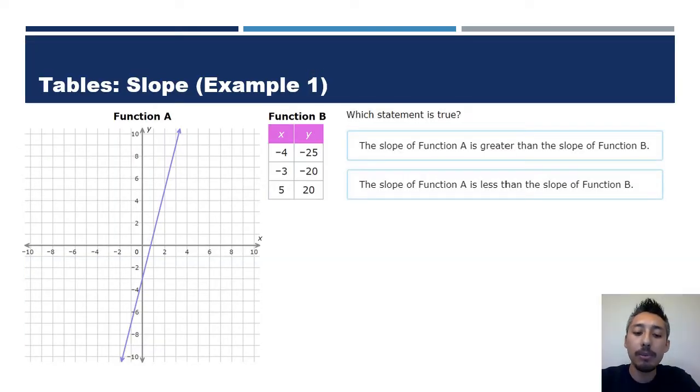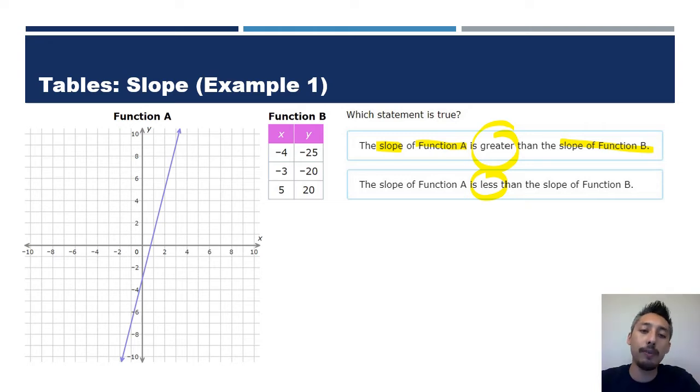As you might already be able to tell, the type of question is very similar to the ones that we did before. In this case, we're focusing on slope for this problem. We're being asked to compare the slope of function A and the slope of function B and determine if function A's slope is greater or if it's less than the slope of function B. So let's go ahead and figure that out.